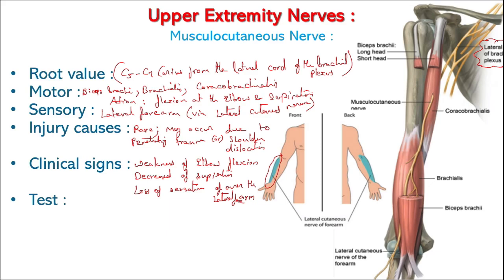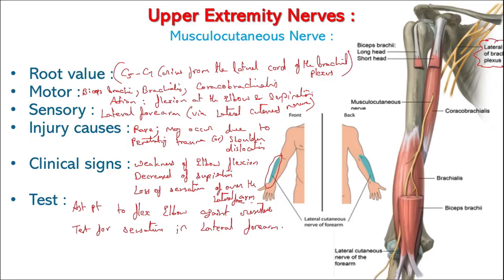Now we have some special tests to find these nerve injuries. For the musculocutaneous nerve, we ask the patient to flex the elbow against resistance, and we can also test sensation on the lateral forearm. Okay, so these are the tests for the musculocutaneous nerve.